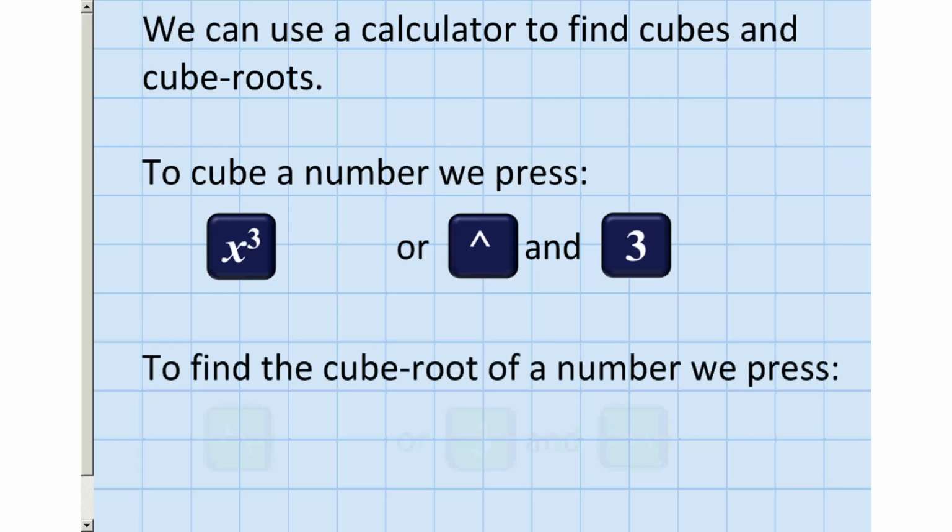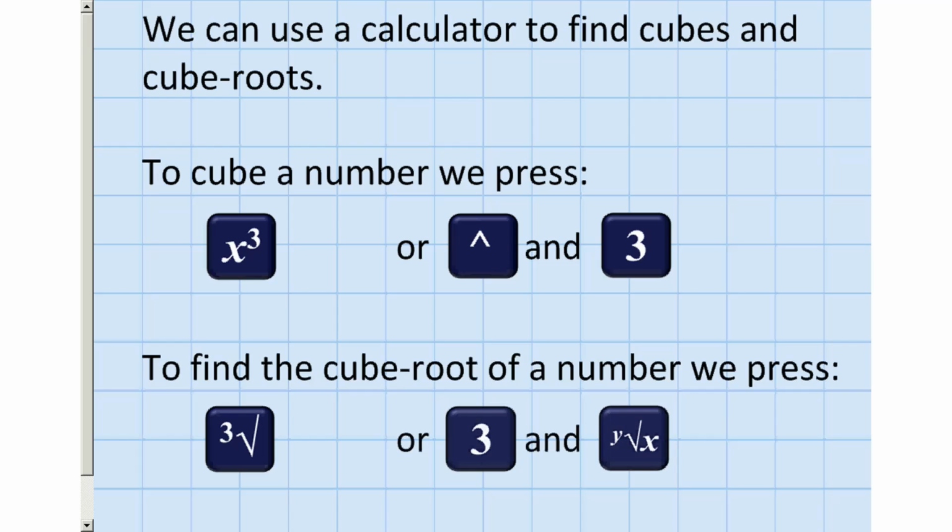To find the cube root of a number, it might have a cube root button, which will look like the cube root symbol. If not, it might be a combination of 3 and then the root button, which looks something like this. Instead of a 3 at the front, it's got a Y. And typing in the 3 says that you want that Y to be a 3, so you want to do the cube root of.